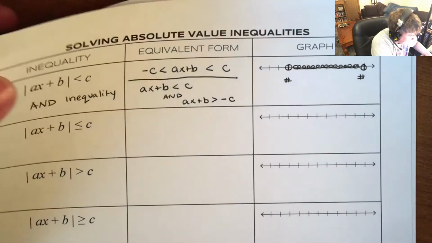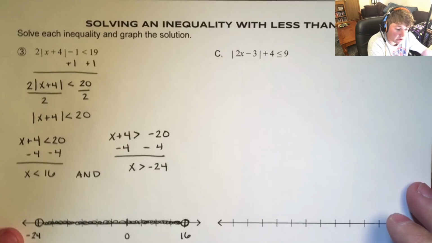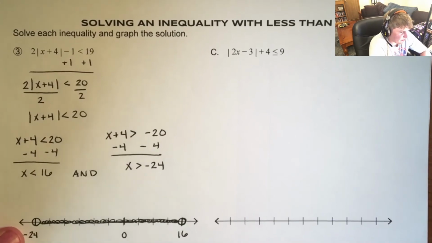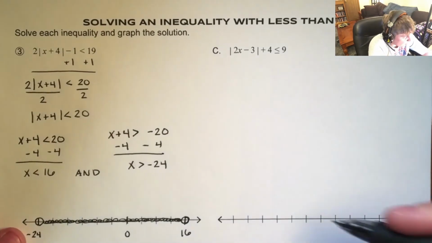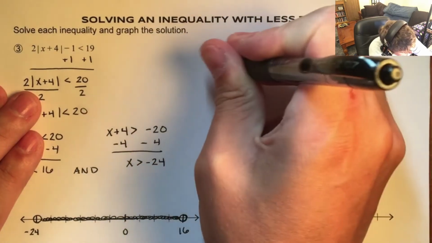So I want you to go ahead and try C on your own. Hopefully you're going to start to figure some things out on your own as you're working through these. So pause the video now and try it. Okay, so I'm assuming that you've already done that and you're just here to check your work. The first thing you need to do is get that absolute value symbol isolated.